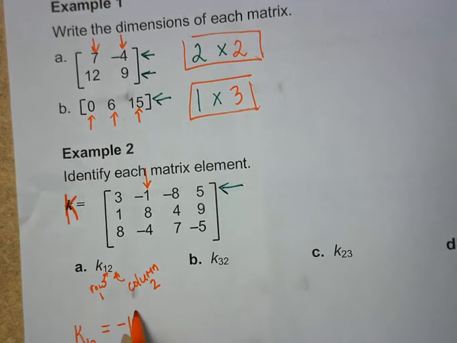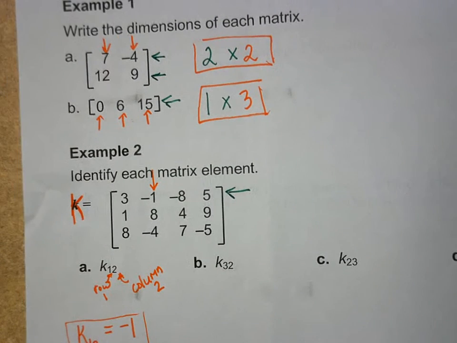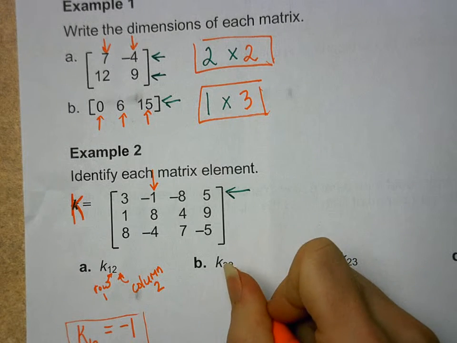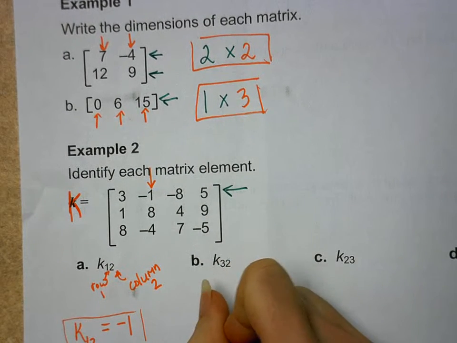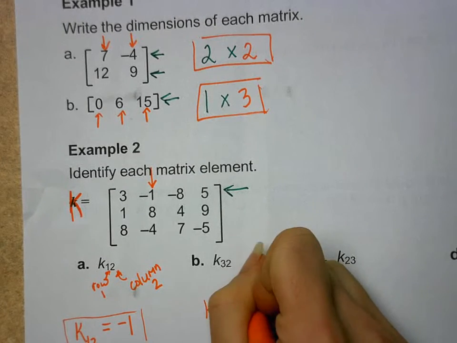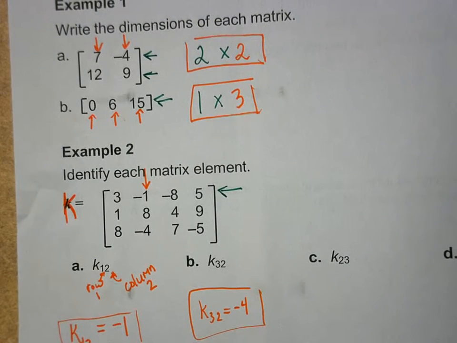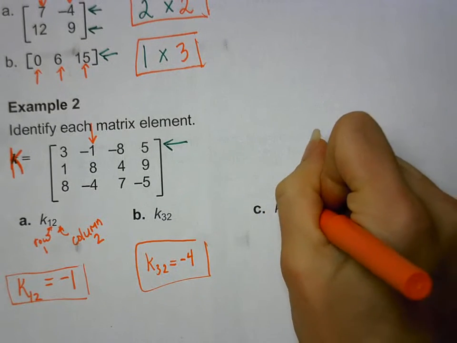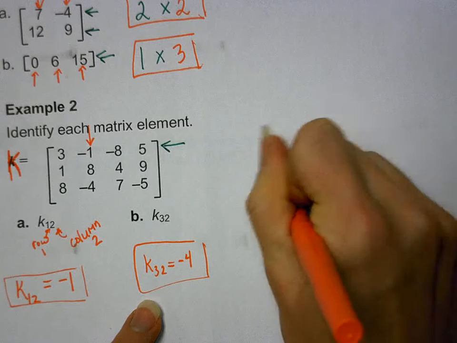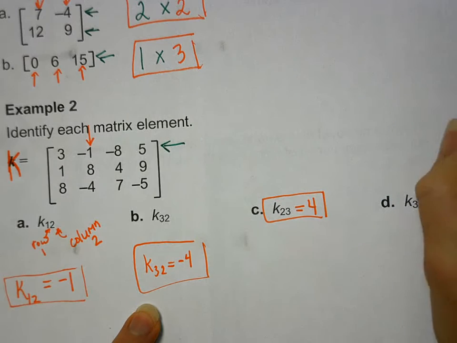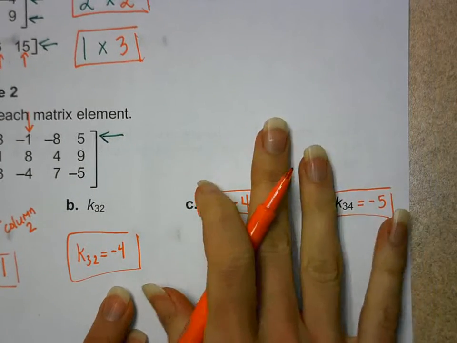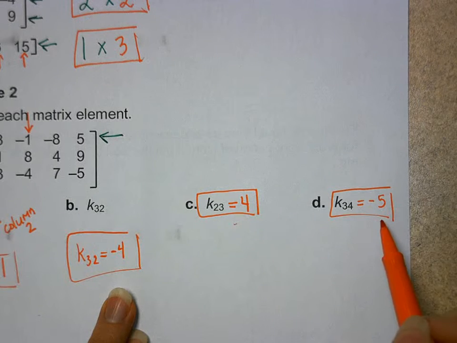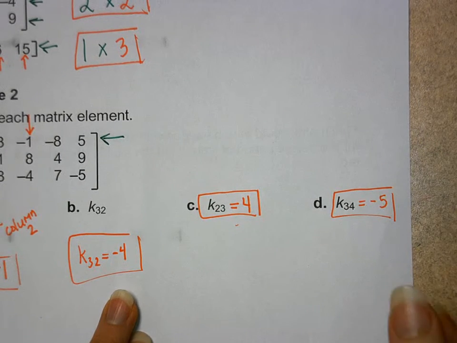Notice how we have a little k, that's how we know that we're identifying an element, whereas a capital K is what identifies the matrix. Okay, letter B. This would correlate with row 3, column 2. So I go to row 3, column 2, and that element would equal -4. Try C and D, and then we'll check up here on the screen. Go ahead and check to see, did you have K23 equal to 4 and K34 equal to -5? All right, let's go ahead and flip it over.